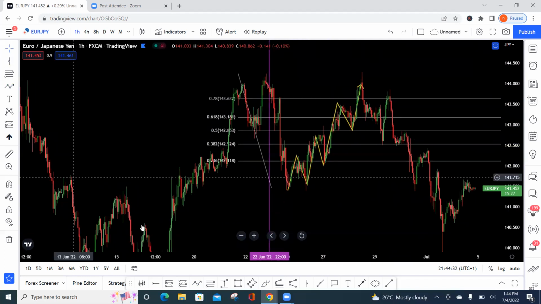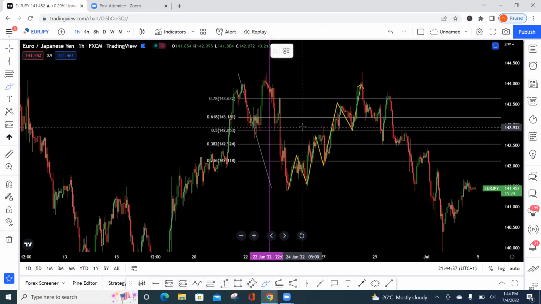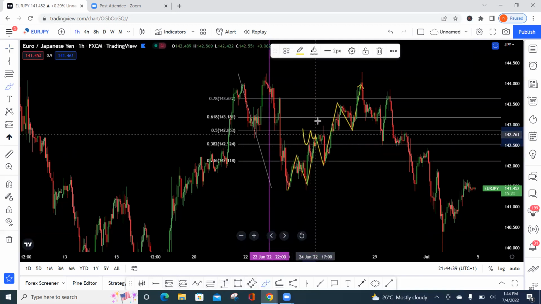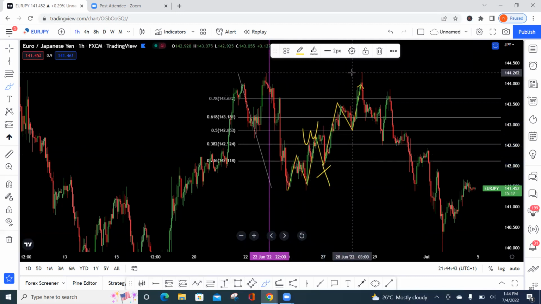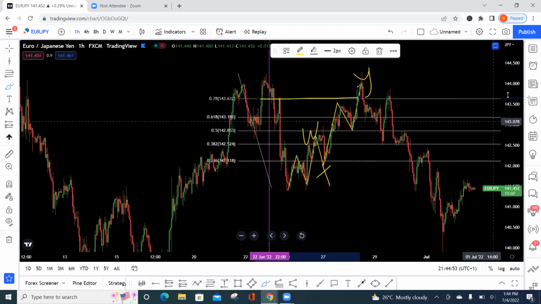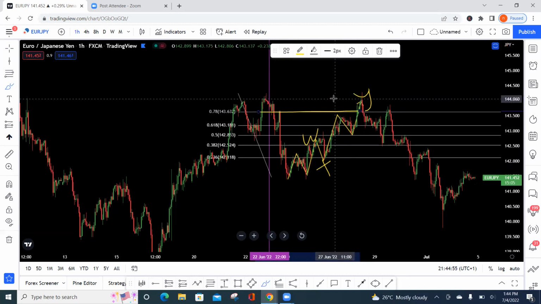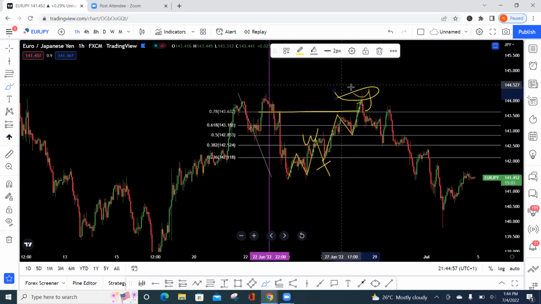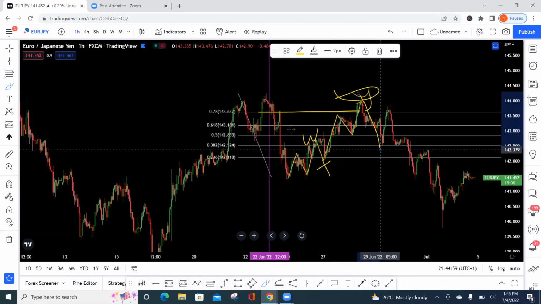This is a WXY structure in the form of zigzag. I love this. W, three waves up, X, three waves down, and Y. And by the time this Y has formed here, what happened? You have taken 78% retracement. All right? And after that, what you see, if you cannot get in here, boom, impulse.